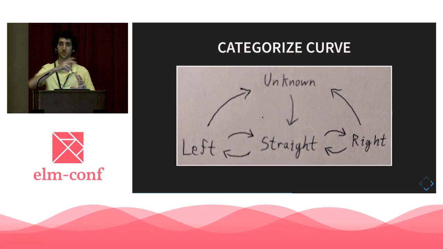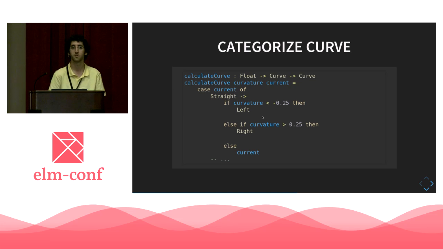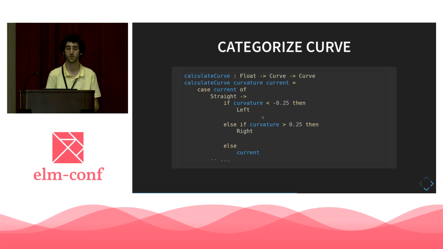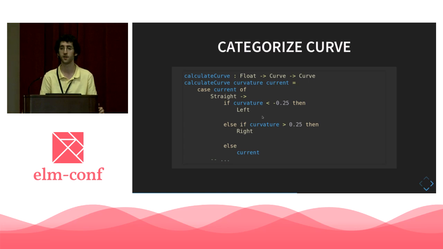Once we have this smoothed numeric value of what the curve looks like, we can start to categorize it into qualitative things. So the robot can be going left, right, or straight, or it's possible that we just don't know. That's a little state machine, and state machines are really easy to express with pattern matching. If we're currently going straight and we've passed the lower threshold, then now we're left. If we're going straight and we've passed the upper threshold, then now we're going right. Otherwise, it's in the same state.